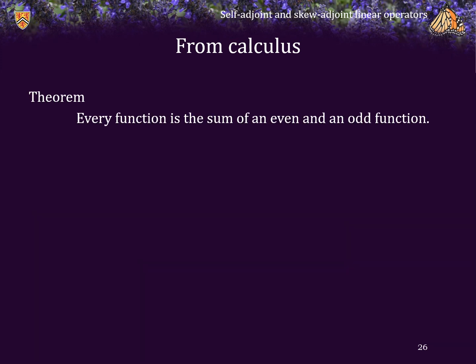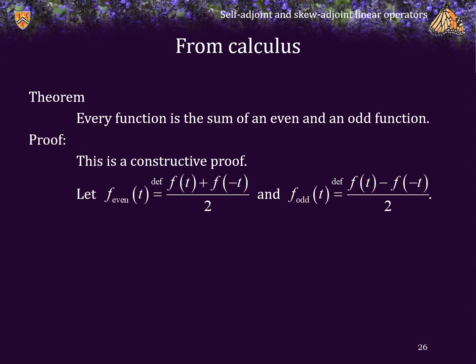So from calculus, here's a theorem. Every function is the sum of an even and an odd function. Proof. This is actually a constructive proof. I will define f even, or the even component of f, to be the function defined as f of t plus f of negative t all over 2. I will define the odd component of f to be f of t minus f of negative t over 2.